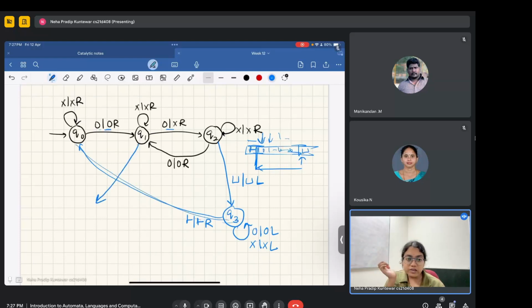But if you are at q1 and you see a blank symbol, what that means is that we have seen an odd number of zeros, because q1 just says you saw a 0, you replaced it with a 0, and there are no more zeros remaining. So the number of zeros that we have seen here is odd. So we should be rejecting at this point.